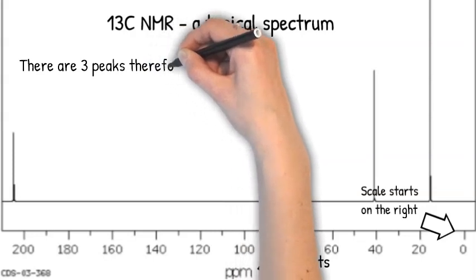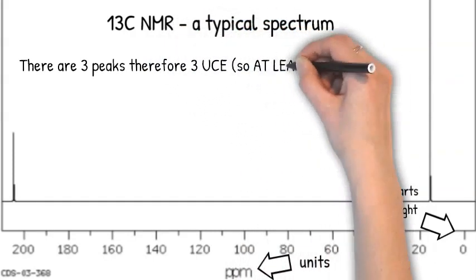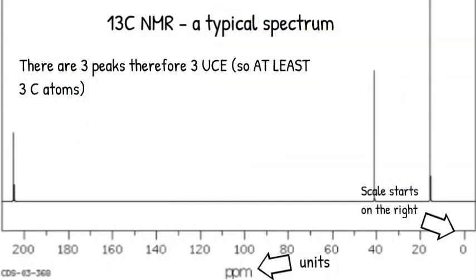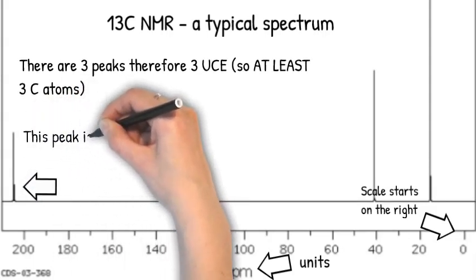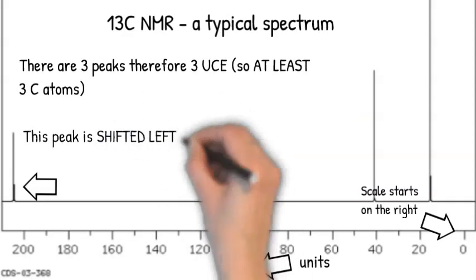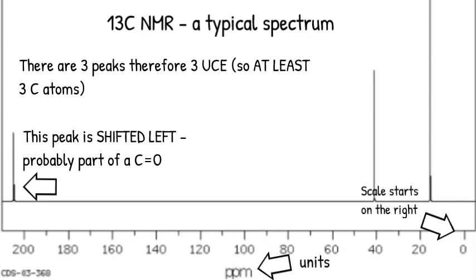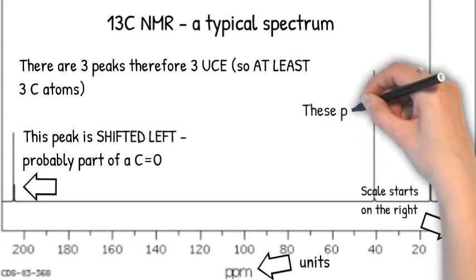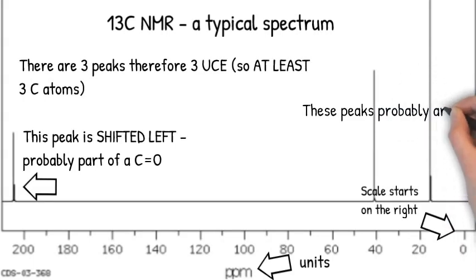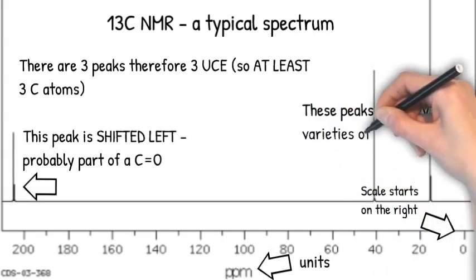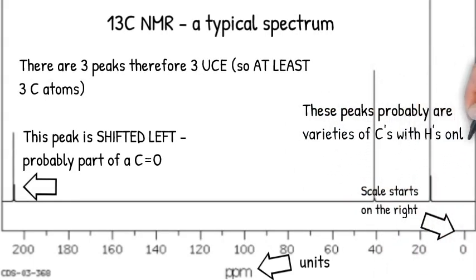In this spectrum here, we can see we've got 3 total peaks, which tells us there are 3 unique carbon environments, so a minimum of 3 carbon atoms. This peak over on the left at about 205 indicates the presence of a carbonyl carbon, a C double bond to O. And the 2 peaks on the far right don't have any oxygens or nitrogens or anything on them. They're probably just carbons with hydrogens.